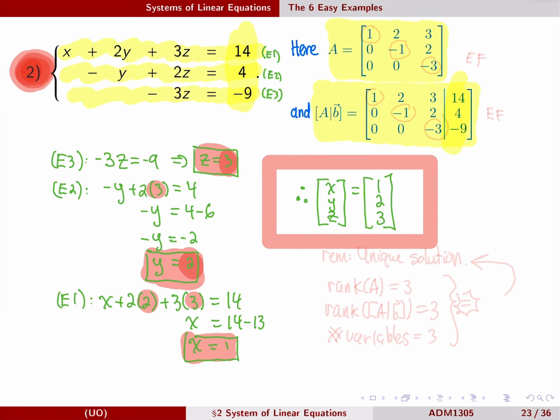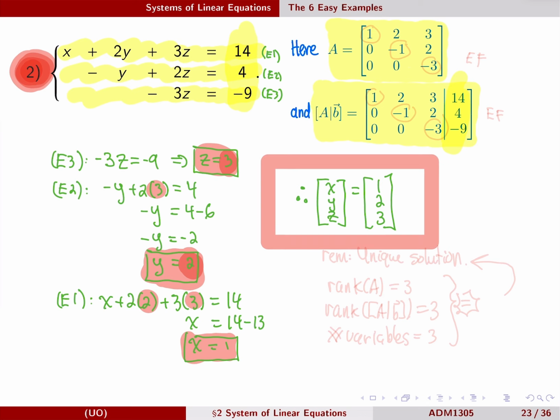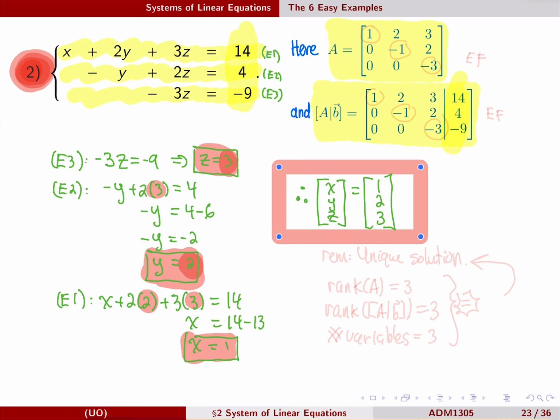1, 2, 3. And then here, as a remark, how many solutions, how many triplets do we have here? Be careful, a lot of people say we have 3 solutions. No, we have 1 triplet of solution. 1, 2, 3 is my only solution. There's no other triplets that fit in that system. So remark here, again, unique solution.